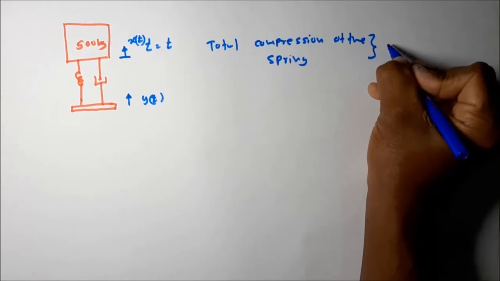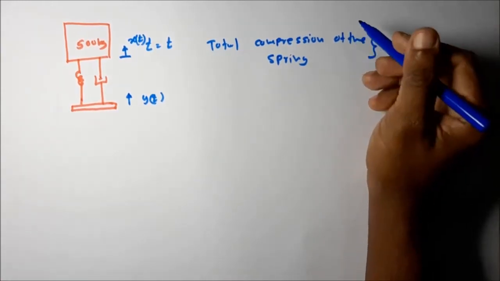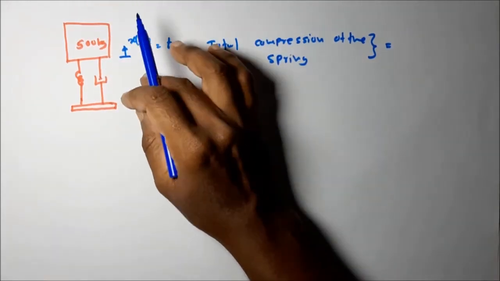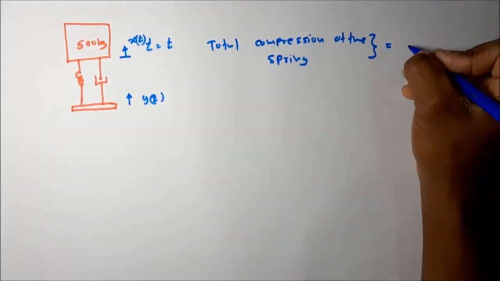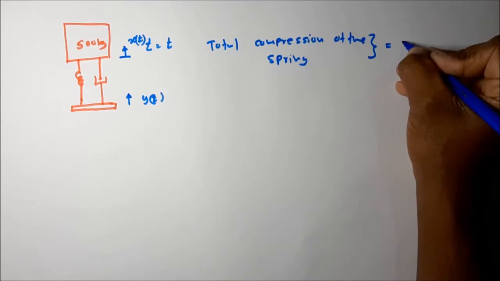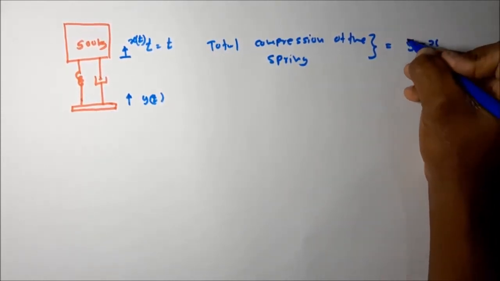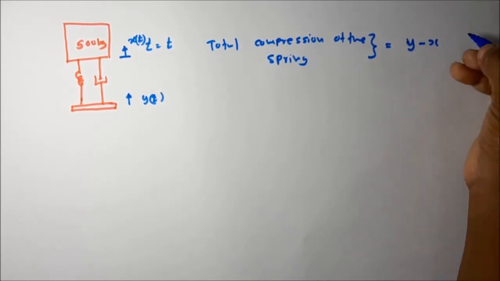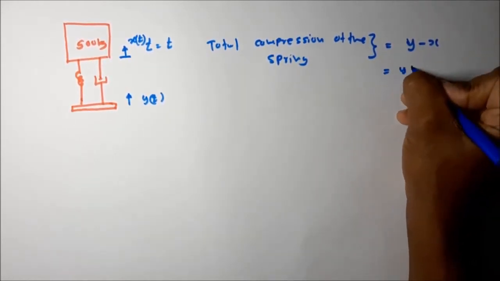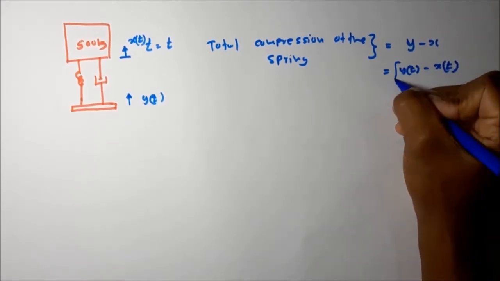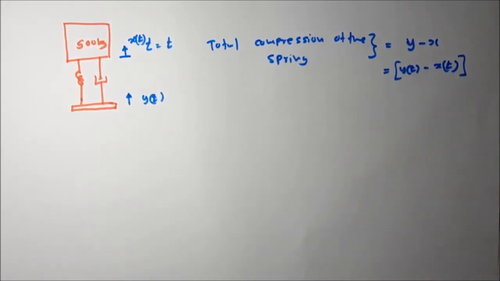Total compression of this spring. What is the total compression of the spring? Here, because of the x movement, it is extended. Because of the y movement, it is compressed. So the total relative compression is y minus x. We can write this as y(t) minus x(t) for a certain time value.